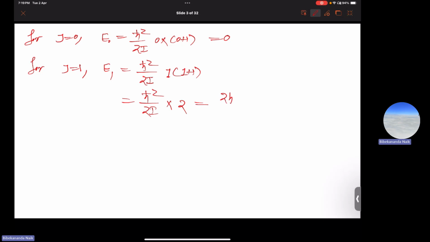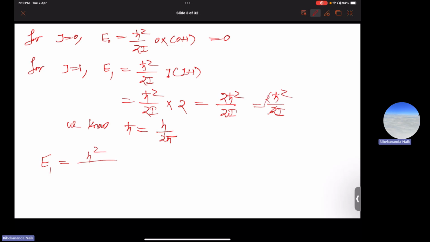So it will be 2 h cross square divided by 2I, which is h cross square divided by I. We know h cross is nothing but h by 2 pi. So this energy E1 can be given as h square divided by, now this 2 will get cancelled out, so there will be no 2 here. So h square by 4 pi square I.